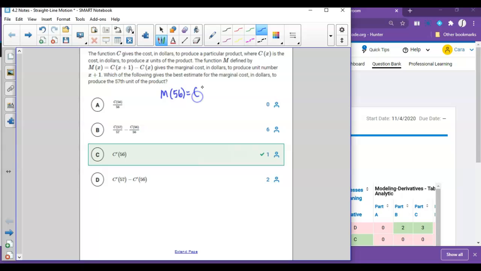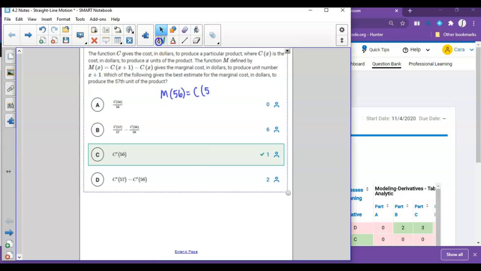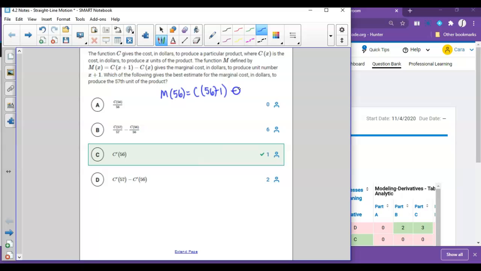And so if you plug in 56, you'd have C of 56 plus 1 minus C of 56. And so this would give us C of 57 minus C of 56. So that marginal cost there, if you want to know how much it costs to make one more, or the 57th unit, you would take the cost of the 57th unit and subtract the cost of the 56th unit.